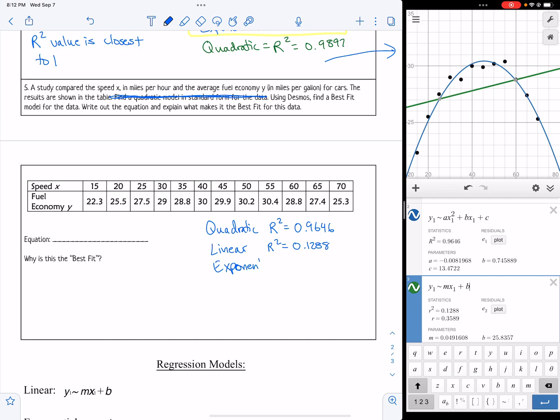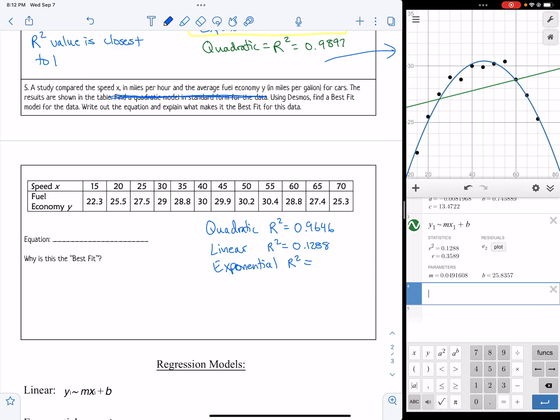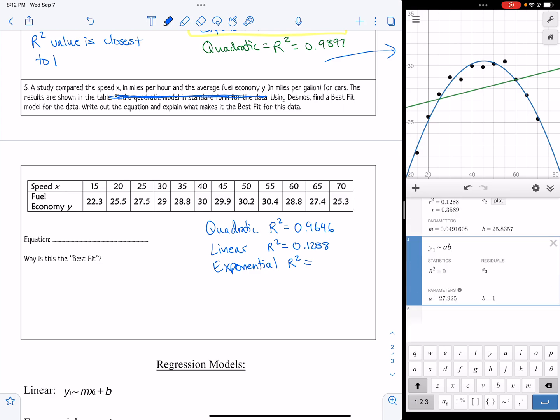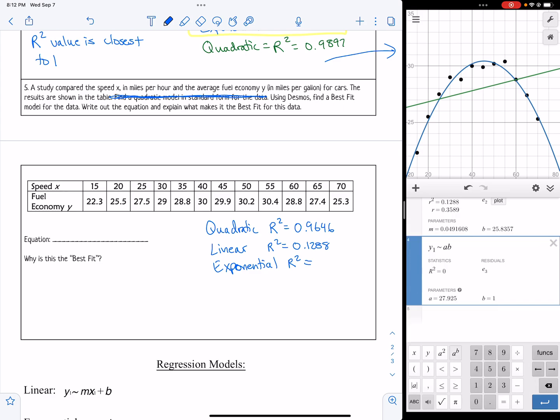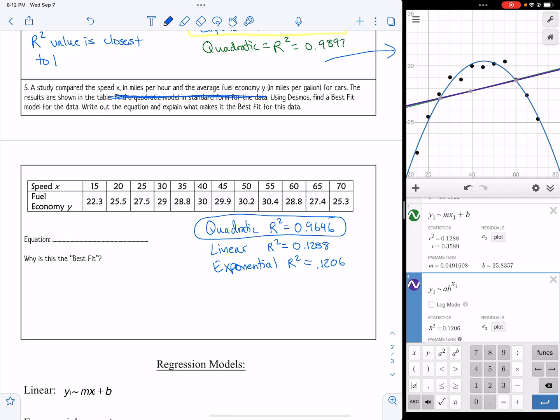And then exponential, let's check that one out for good measure, because like I said, on your quiz, it won't say the word quadratic. You have to figure out which one is the best fit. So you've got to be able to type all of them in and compare those R squared values. So let's do one more. y subscript 1 is approximately a times b to the x subscript 1. And we see that it's 0.1206. So quadratic is clearly the best fit for this one.